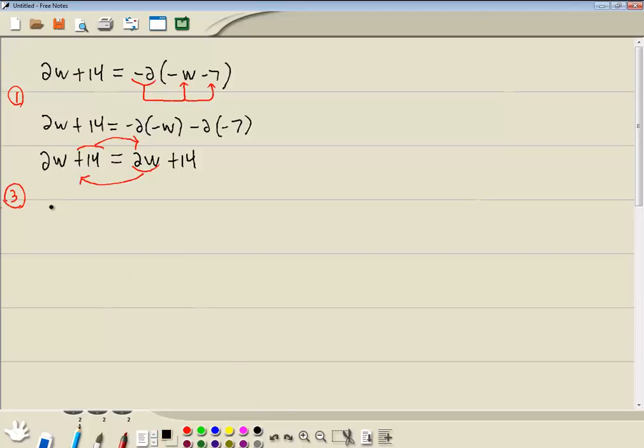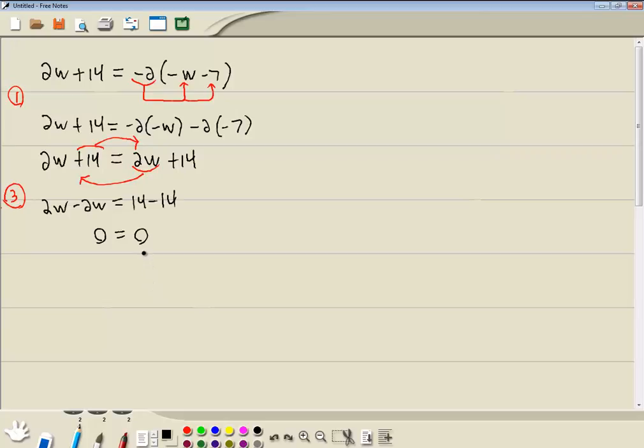Remember, when you move anything across the equals, your sign changes. So we've got 2w minus 2w is equal to 14 minus 14. 2w minus 2w gives us 0, drops away. 14 minus 14 gives us 0.